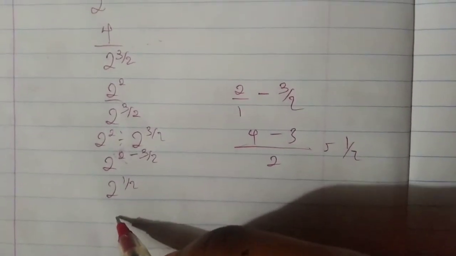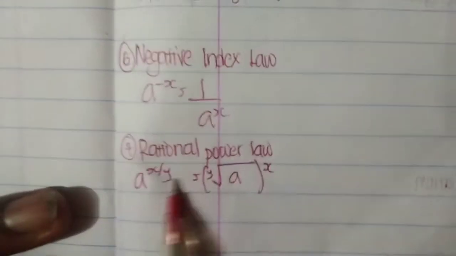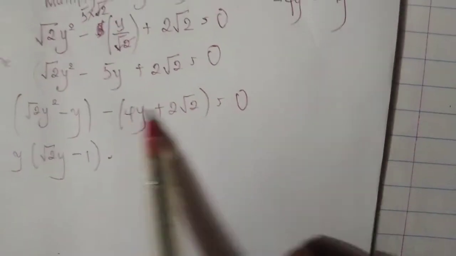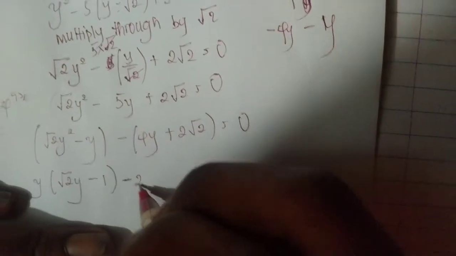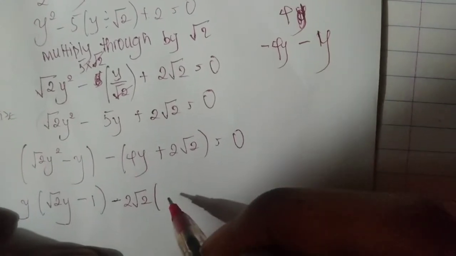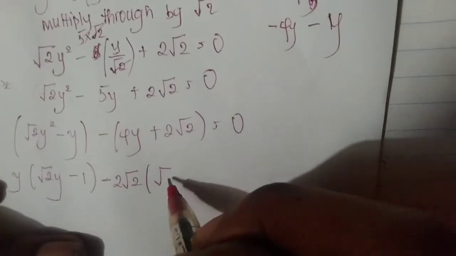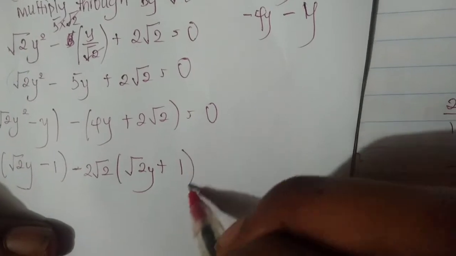So here we have it. This 1 over 2 can be written as root 2. Also, we can use the law of rational power here. So I've just shown that root 2 is common in this place. It can be factorized out, so it is 2 root 2 in brackets. When 2 root 2 is divided by 4, it will give us root 2 plus root 2y plus 1 equals to 0.